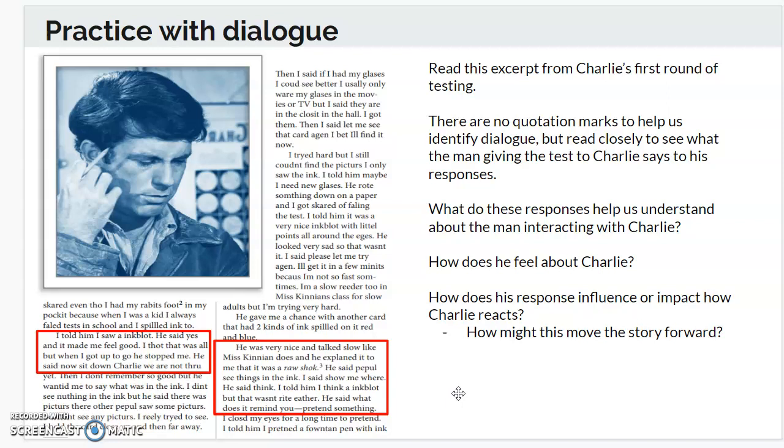The next step would be thinking about how these responses influence decisions. How are they going to move the story forward? So right here, we have a test proctor who's interacting with Charlie, who's just not even getting it. He's not understanding what the test is even about. So how might that influence what happens next in the story? And how does the man's reaction to him, how he talks to Charlie, motivate Charlie? What does Charlie do as a response to what people say to him?